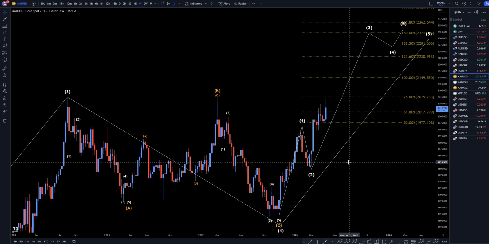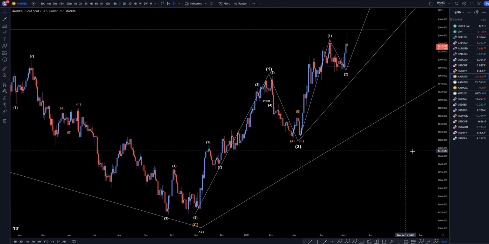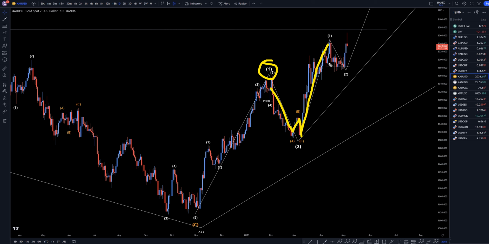So, keeping that in mind, let's head down to the shorter time frames. On the shorter time frames is where you can see the 1. I think this is an ABC of 2. This may be a 1 of 3 and a 2 of 3 right here. It definitely would make a lot of sense if we were now in a wave 3 of 3.